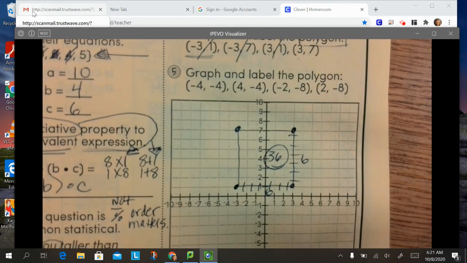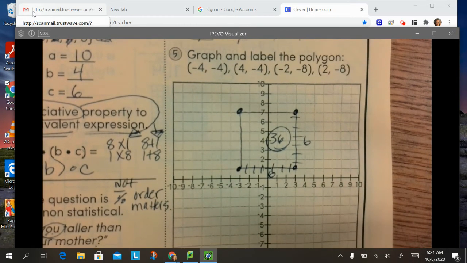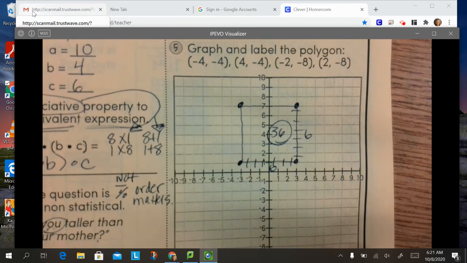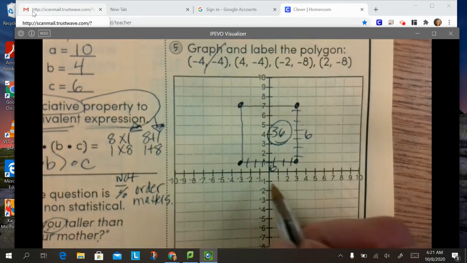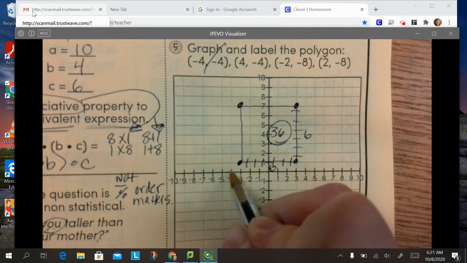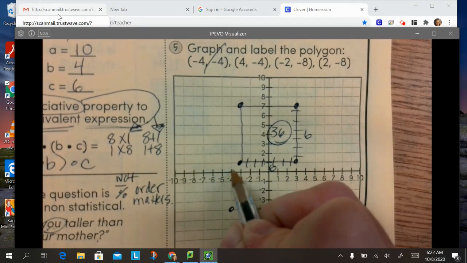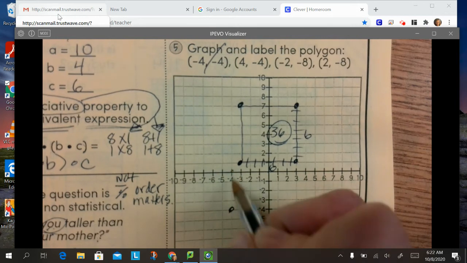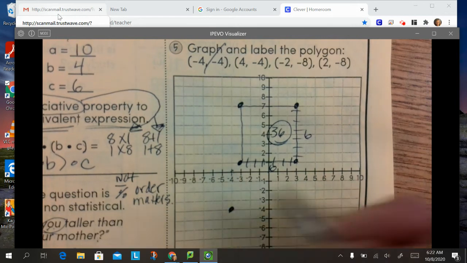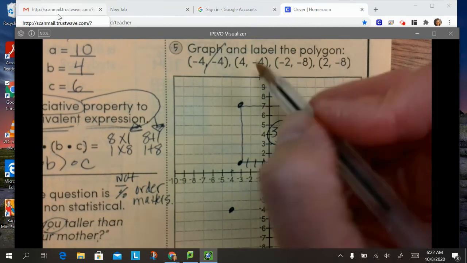Next one. Graph and label the polygon below. -4, -4. Okay, so the first one's start at 0. -4, -4. You go down. So you go to the left of the number line because it's negative, and then you go down. You go below the water. -4.